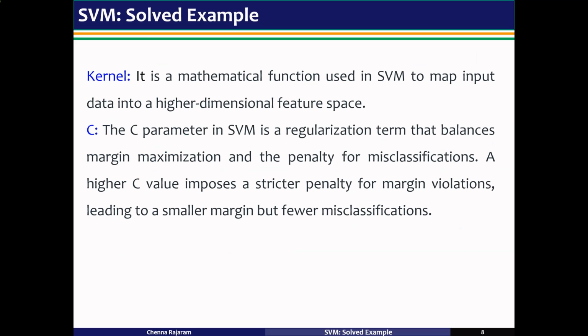Kernel. It is a mathematical function used in SVM to map input data into a higher dimensional feature space. C. The C parameter in SVM is a regularization parameter that balances margin maximization and the penalty for misclassifications. A higher C value imposes a stricter penalty for margin violations, leading to a smaller margin but fewer misclassifications.